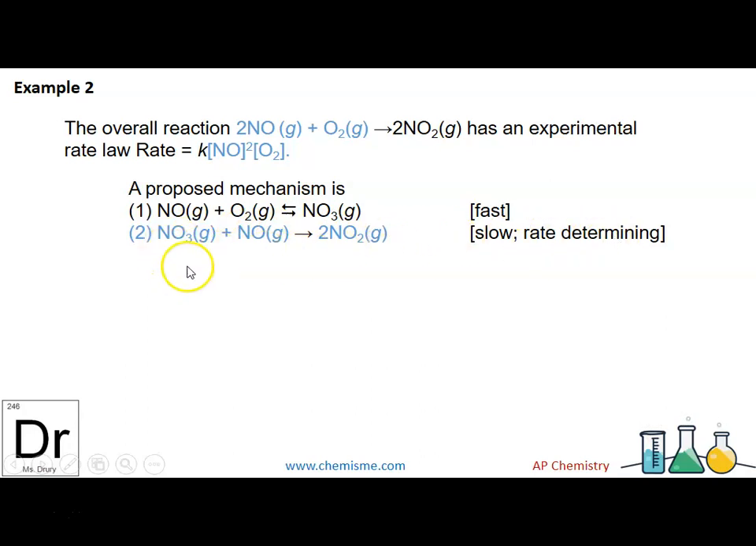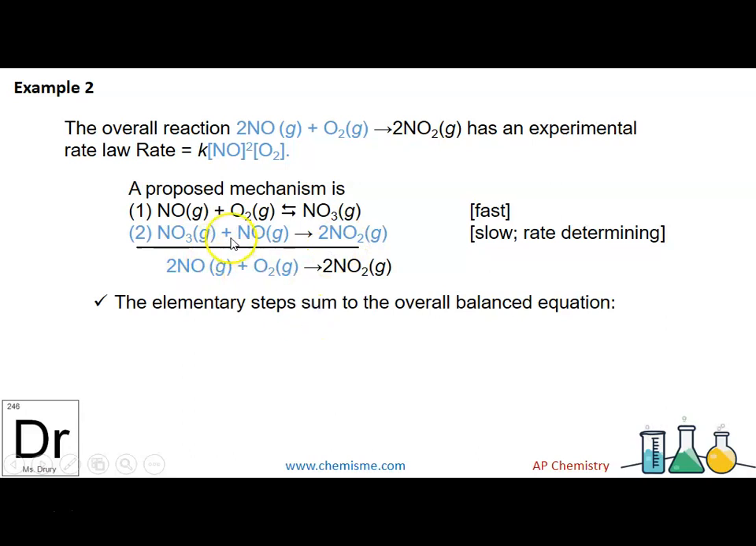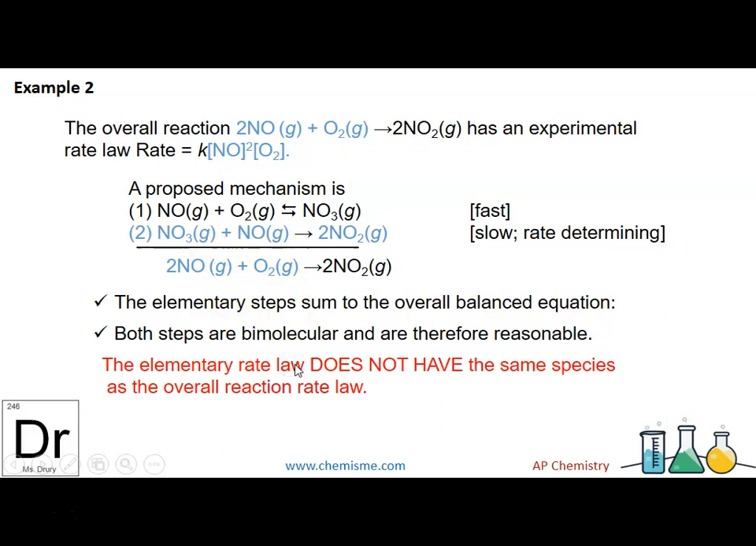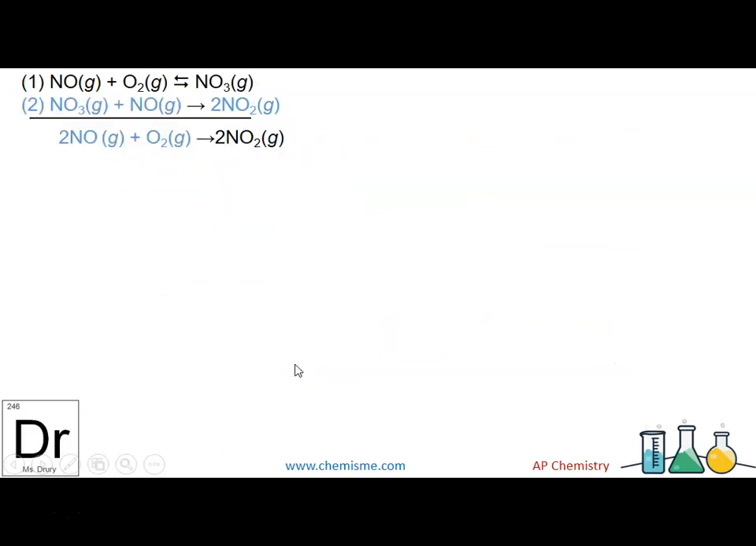Then what we have to worry about is the fact that the slow step does not have the same species. The NO3 does not match the NO here. The NO does, but we don't have oxygen here. So we don't have the same species in the slow step and the overall step. We do have a sum working out. We do have that they're both bimolecular, but they're not the right substances. So we have to do a little finessing, right?